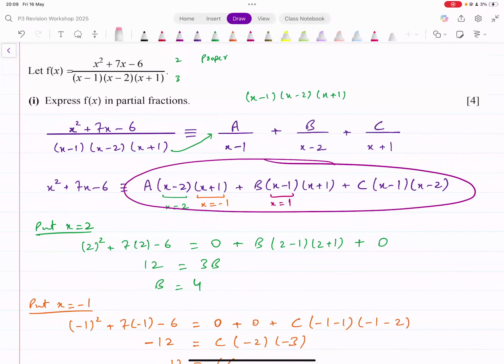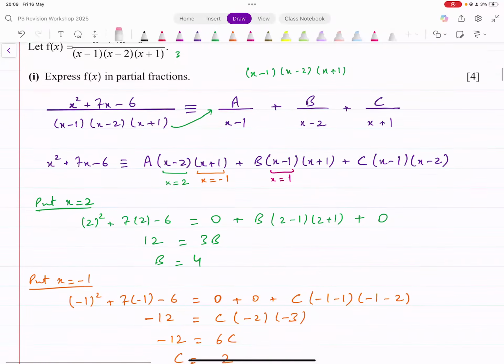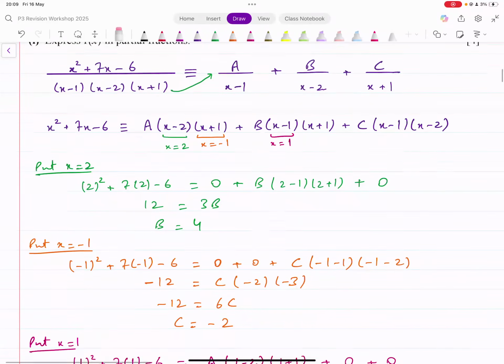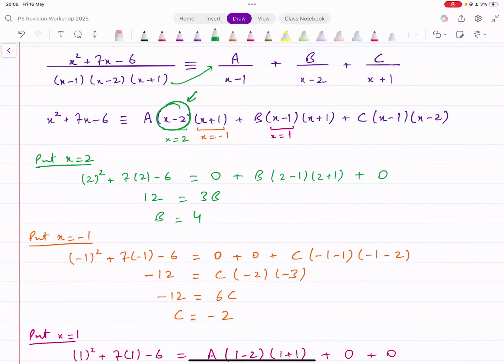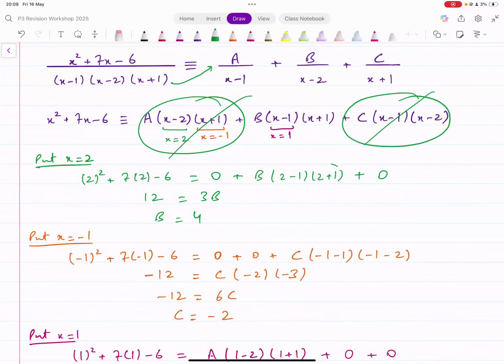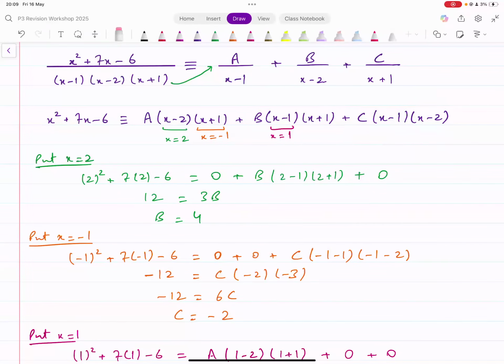And then what you do is, you input some specific values of x. For example, how can you make this bracket 0? You put x equals 2. You input x equals 2. What happens is, whichever term has x minus 2, that will become 0. So these two terms get eliminated. And we're just left with b into 2 minus 1 into 2 plus 1. And that gives us the value of b. When we input 2 on the left side as well, we get an equation. We get b equal to 4 from that.